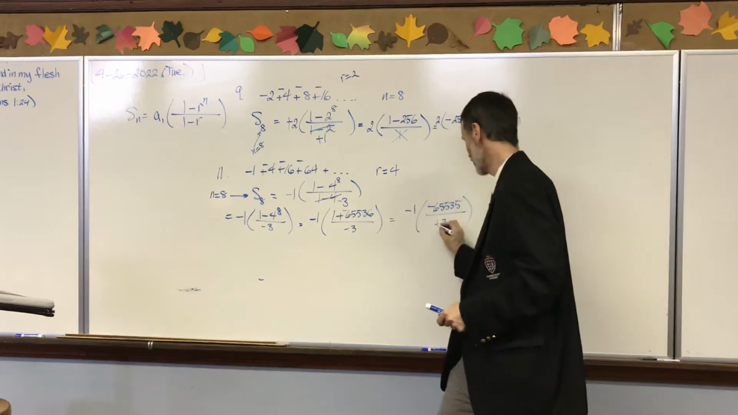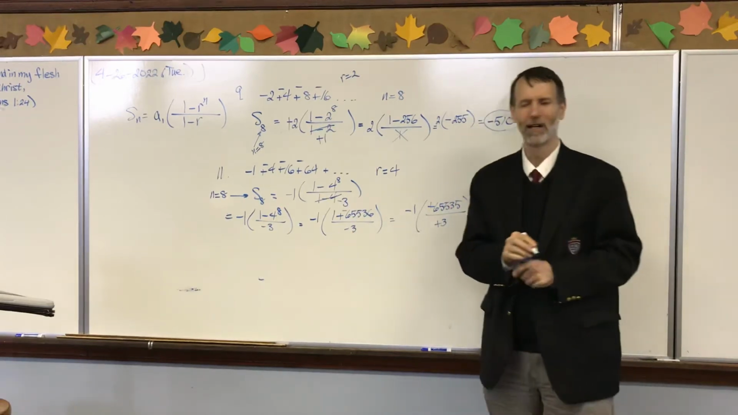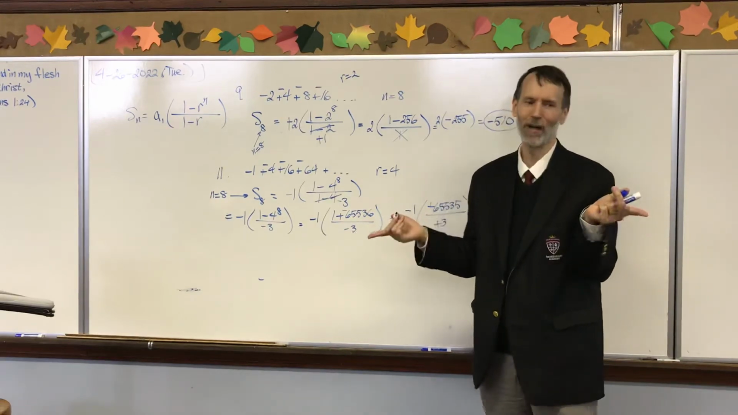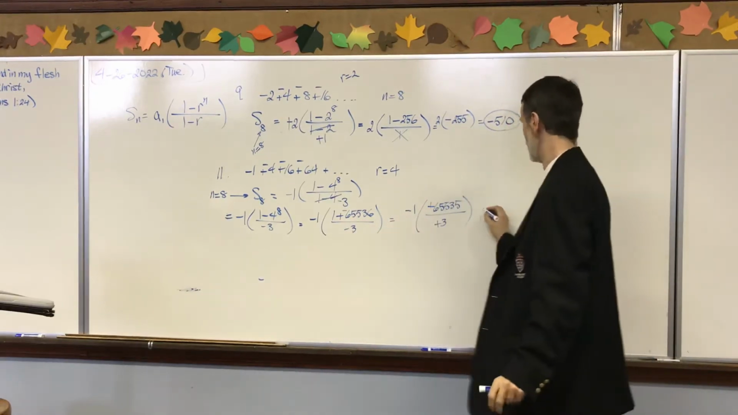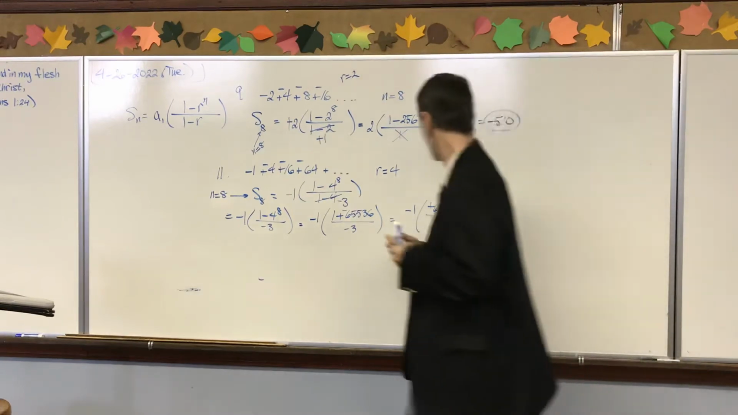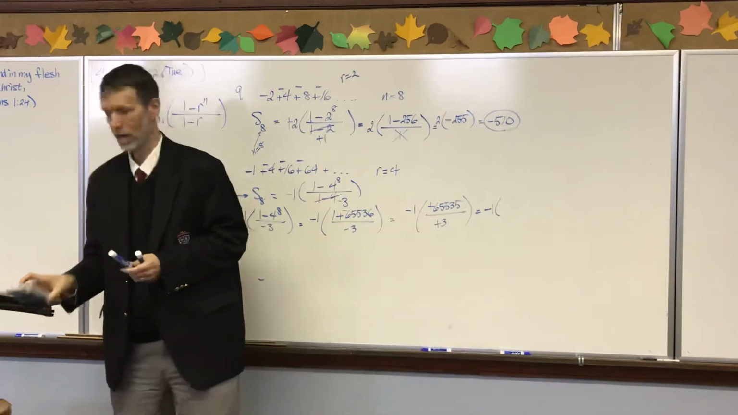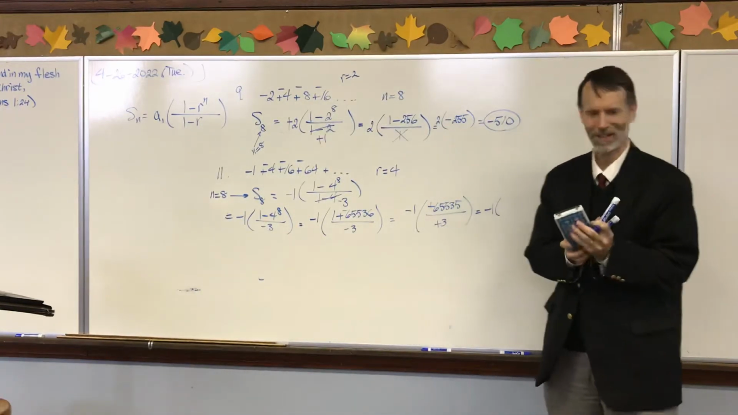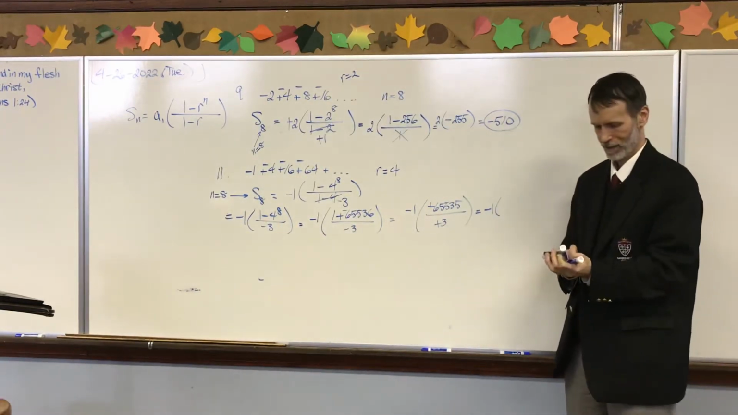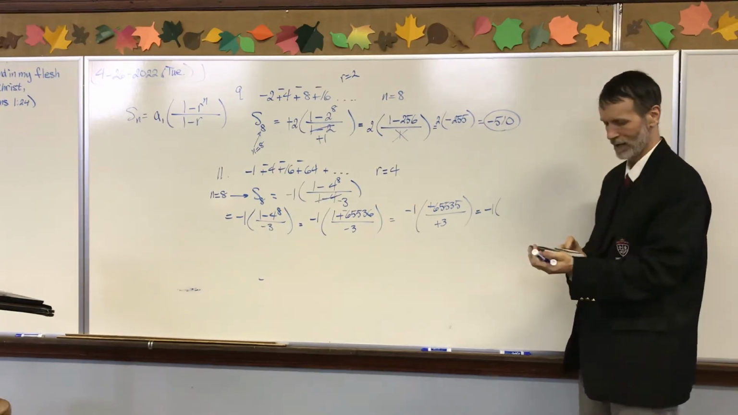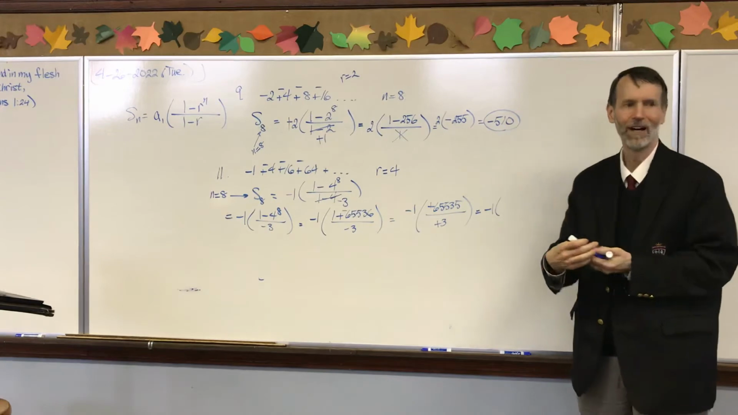So the negatives cancel. Divide by what? 3. Go ahead and just punch it in. You can do it by hand if you want. With my calculator, I got negative 21845.3 repeating. What do you have on top? That's what I have, 65535 divided by 3. I got 21845.